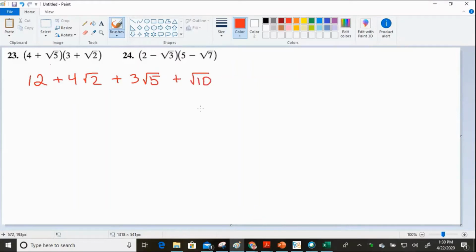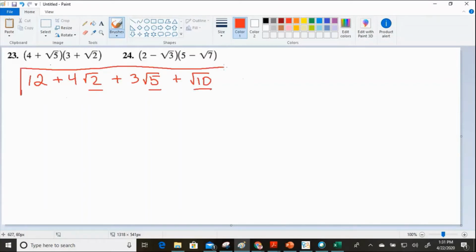So from here, you just look at them and see, can anything be put together? Can anything be simplified so that it can be put together? None of these can. 2 is prime, 5 is prime, 10 is going to split to 5 times 2. Those are prime, so nothing can be simplified and pulled out. So basically, and you have to remember, you can't add them unless these are the same. So this is your final answer. This is as far as you can go on this one.